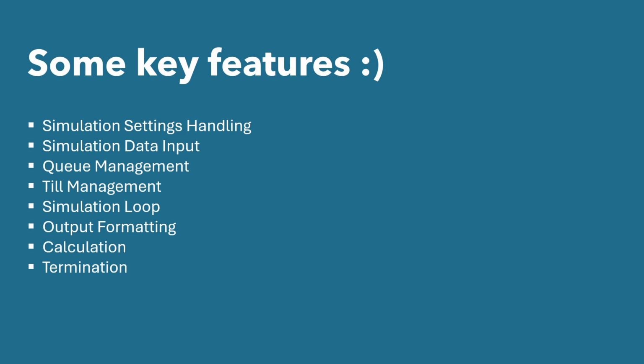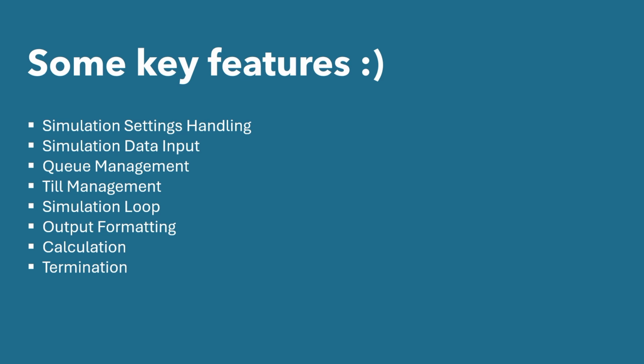The code maintains a queue of buyers using the buyer queue list. When a buyer arrives, they are added to the queue, and when a till becomes available, the next buyer in the queue is served. The queue is managed using the functions buyer joins queue and serve buyer.